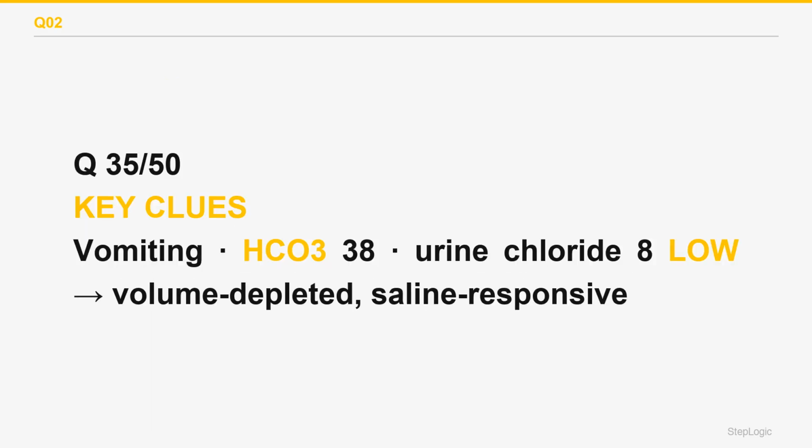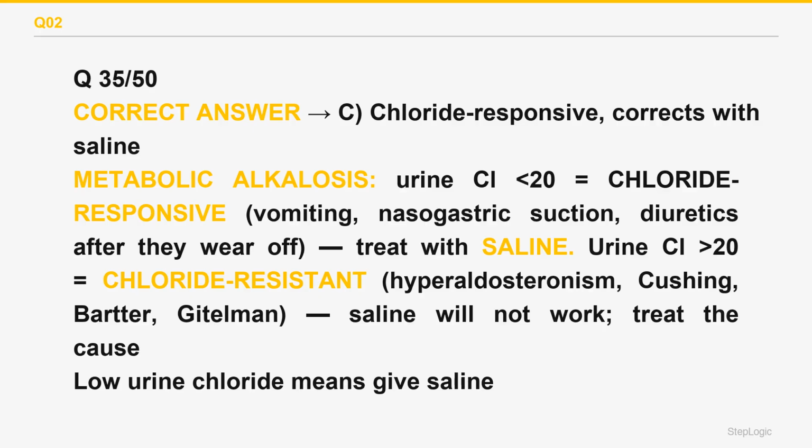Vomiting loses hydrochloric acid, generating alkalosis, and loses volume, which the kidney defends by reabsorbing sodium avidly, and it drags bicarbonate along, so the alkalosis is maintained as long as the patient is volume depleted. A urine chloride below 20 signals exactly that state, and it makes the alkalosis chloride responsive. Restoring volume with normal saline supplies chloride, allows bicarbonate to be excreted, and corrects the disturbance. Urine sodium is unreliable here because bicarbonaturia obligates sodium loss, which is why chloride rather than sodium is measured. The correct answer is C.